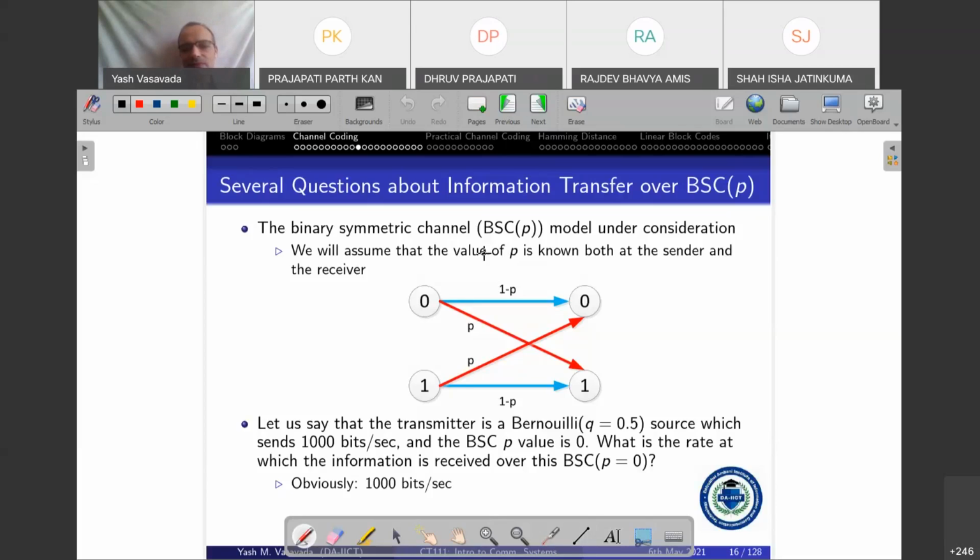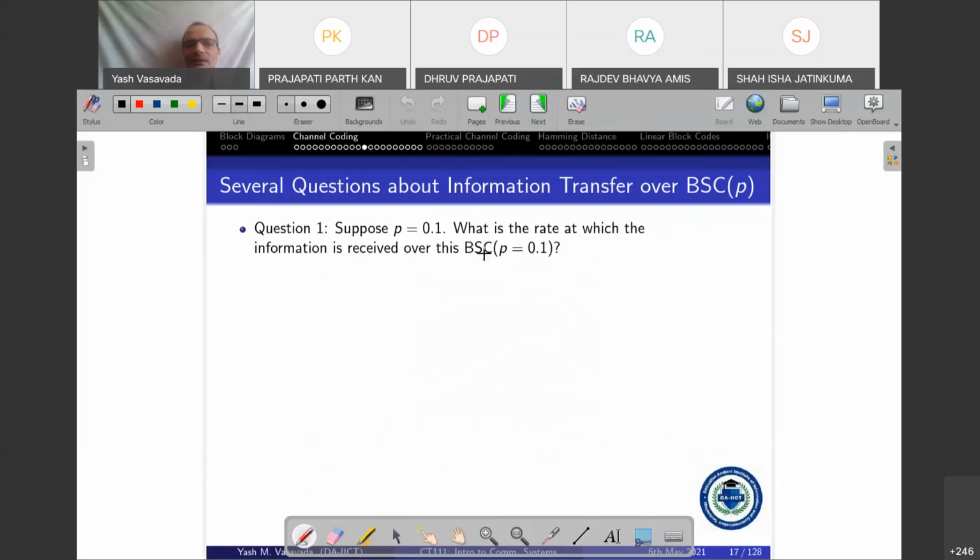Because P is 0, there are no bits in error. We get everything that the sender is sending. You get 1000 bits per second. Okay, so this was probably a simpler one. Yeah, correct, Kirtan, it is 1000. But now let us consider this question: suppose P is equal to 10%.